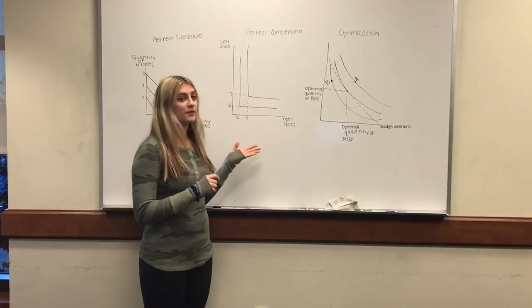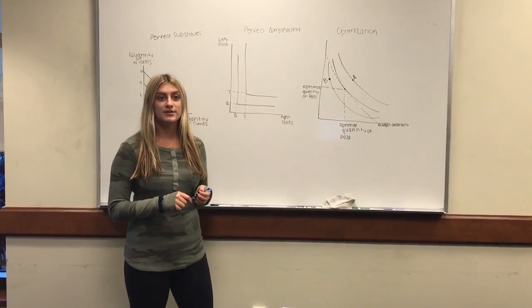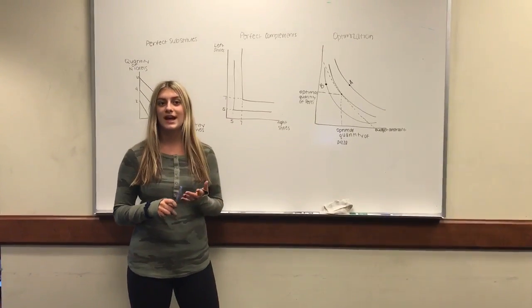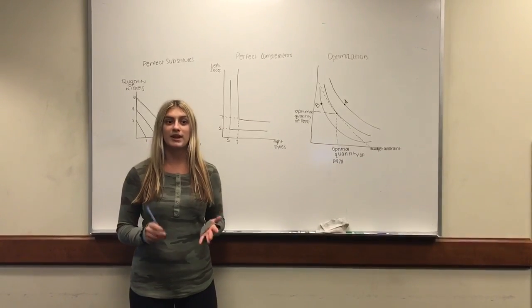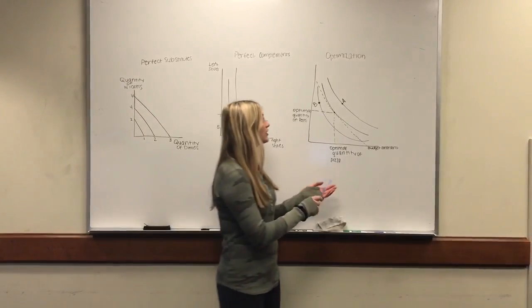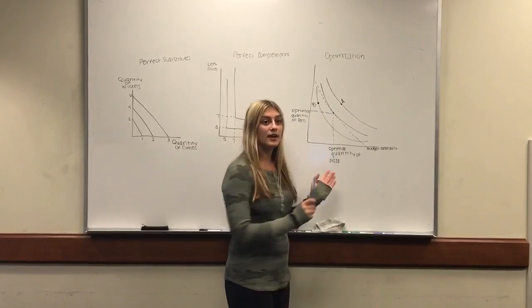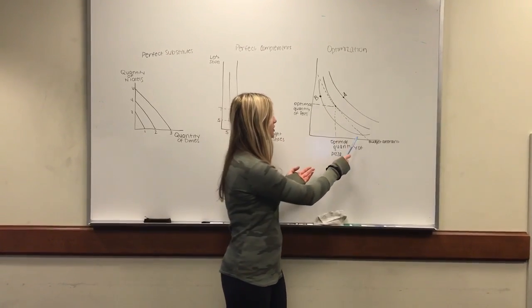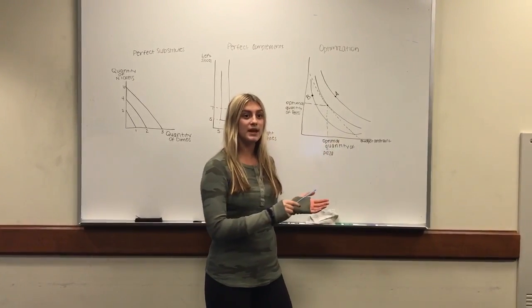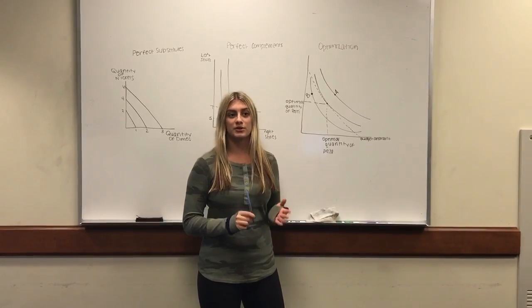Left and right shoes are perfect complements. You need complete pairs. So if you have 5 right shoes and 10 left shoes, you still can only make 5 pairs. On the next curve, at point A, you cannot afford this since it is above the budget constraint. At point B, you can do better since it is below your budget constraint.